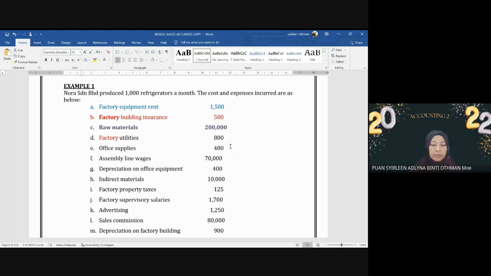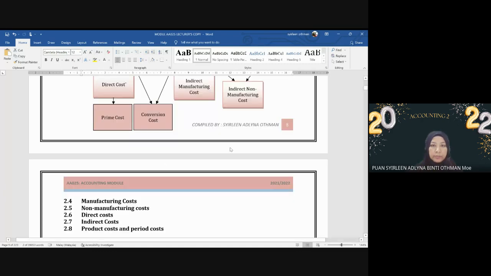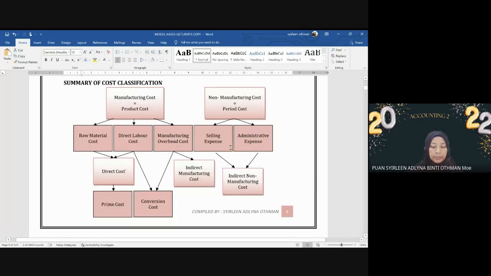And then we can also classify the costing based on the cost behavior. So sebab tu kita ada fixed cost, kita ada variable cost, and then kita ada mixed cost as well. Right? Yesterday I showed you the summary of cost classification. Okay, this one. Yang ni is very important so that you know how to classify all your costing.